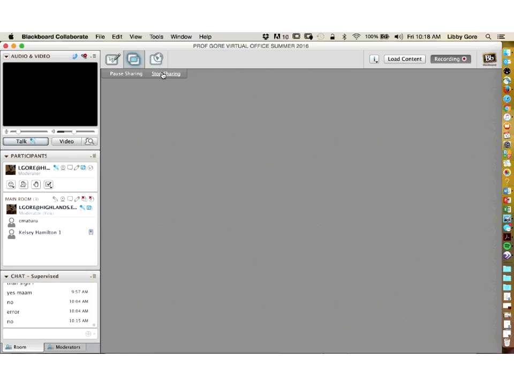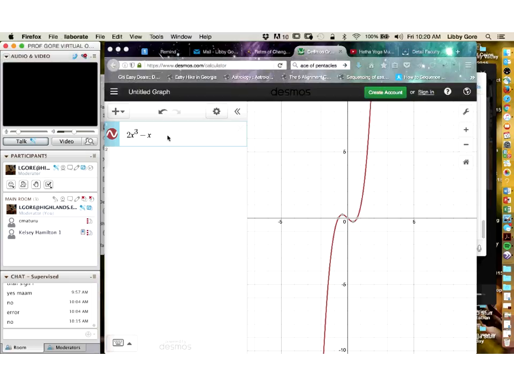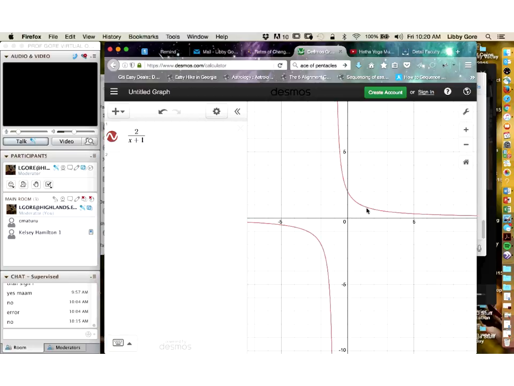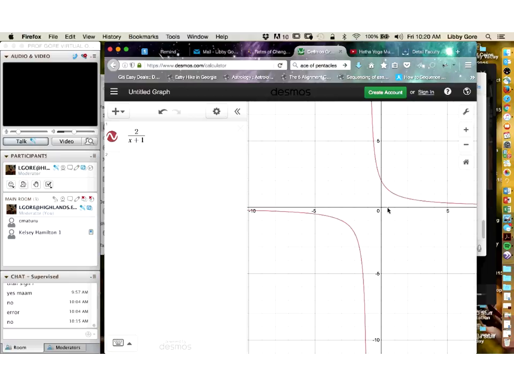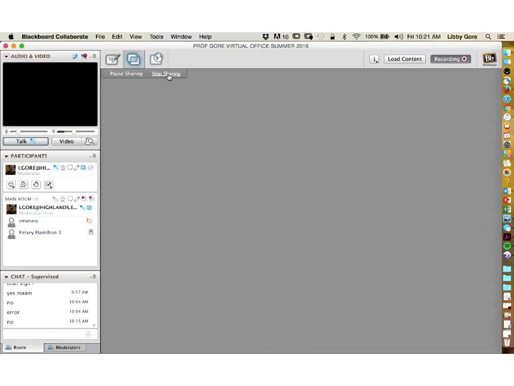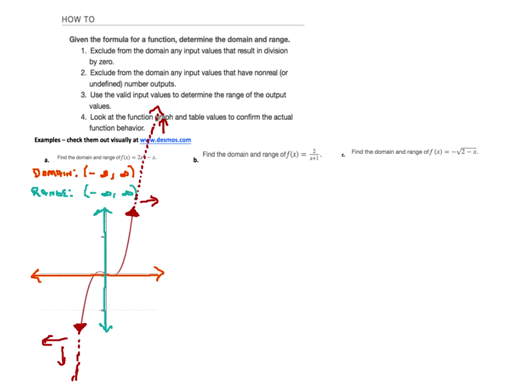Let's take a look at this next one. 2 over x plus 1. So 2 divided by x plus 1. All right. Let me get a screenshot of this, and we'll come back. Paste it on here.